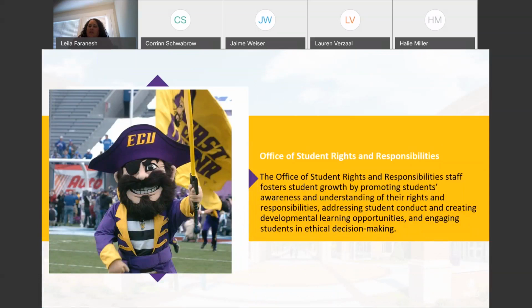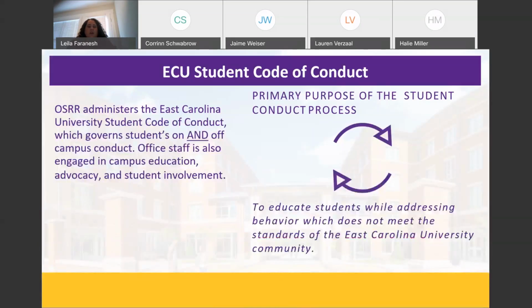So the role of our office is to foster student growth by promoting students' awareness and understanding of their rights and responsibilities, to address the student code of conduct, and to create developmental learning opportunities, engaging students in ethical decision making. We administer the East Carolina University Student Code of Conduct that applies to students on and off campus. We also engage in campus education, advocacy, and student involvement. Really, the purpose of the conduct process is to educate students while addressing behavior which does not meet the standards of the East Carolina University community.